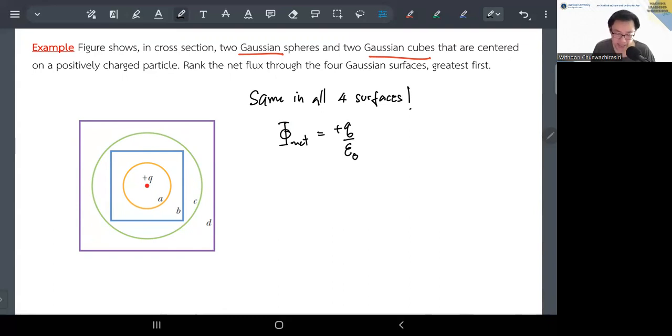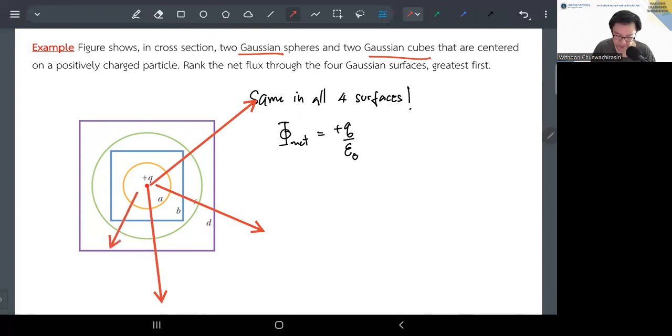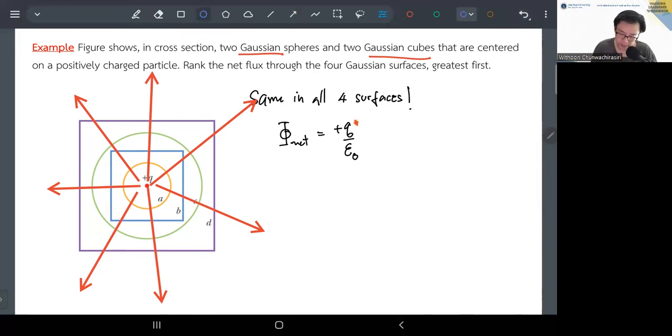And this is exactly what's supposed to be, because imagine if you draw the electric field lines coming out of this, the electric field lines have to go through these four surfaces with the same amount of lines, the same amount of flux. So the net flux through these four surfaces must be the same. But by Gauss's law, I can even tell you quantitatively that the total amount of flux is going to be Q over epsilon naught. Perfect. I know the quantitative value for this flux as well. Nice.